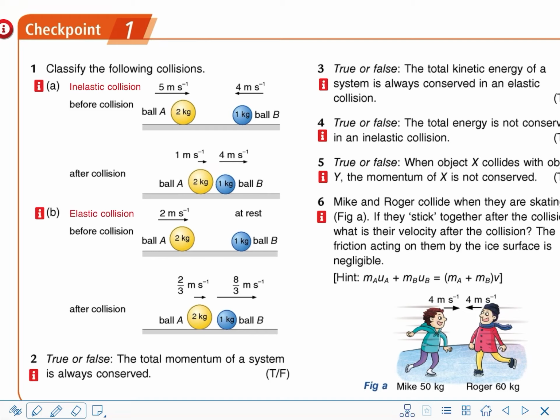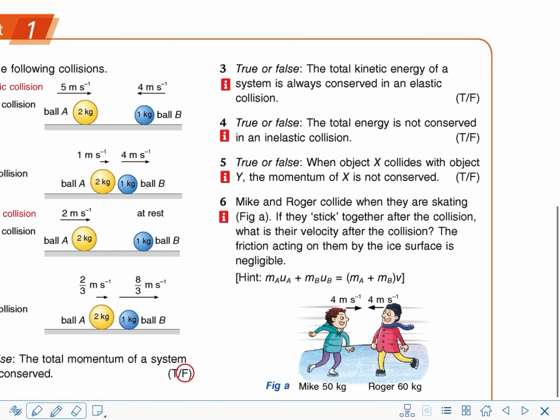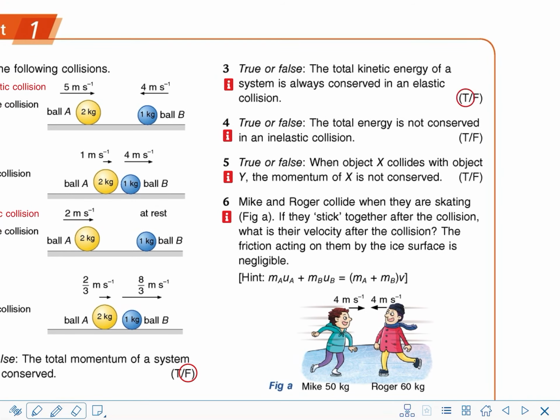For case B, elastic collision. Maybe you can check: the total KE before and after collision are the same. Total momentum is always conserved? The answer is no. We have a criteria and we will talk about it later. Option 3: total KE of the system is always conserved in elastic collision. Actually, we will say this is the definition of elastic collision.